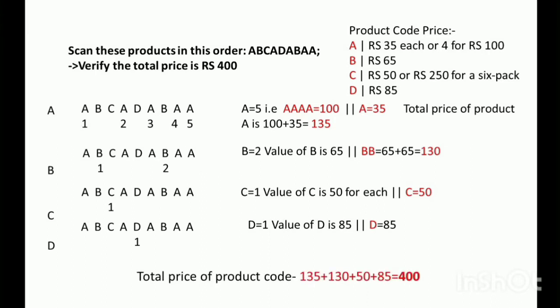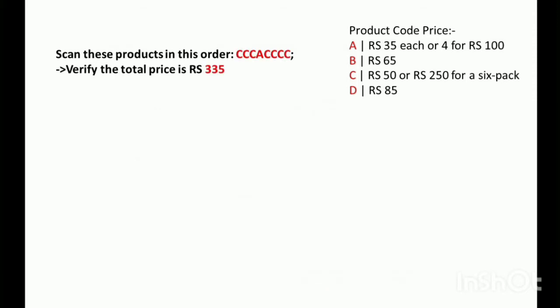So the total price for this string ABCADABAA is: for product code A 135, then for B 130, then for C 50, and D 85, and the total price of this product code set is 400.